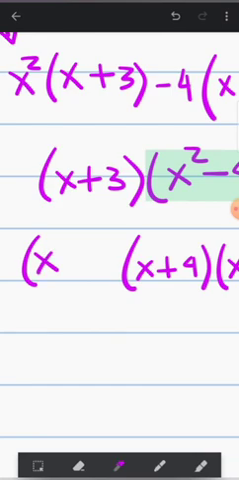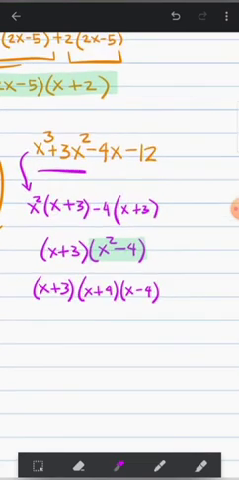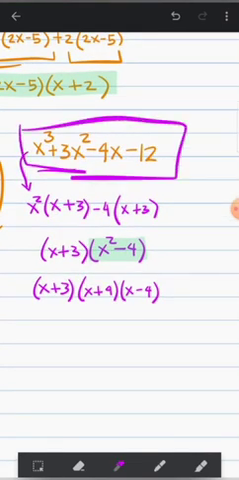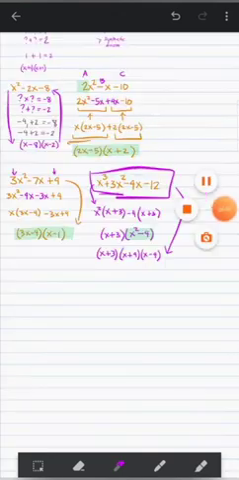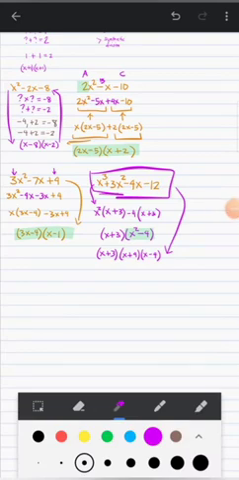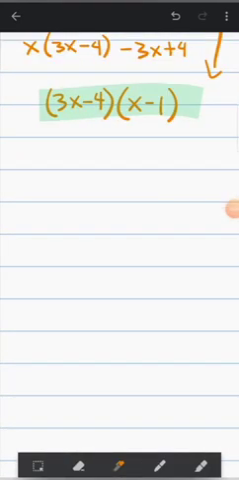So these are the complete factors of this polynomial above. So that's it. Next, and I guess our final example is this.